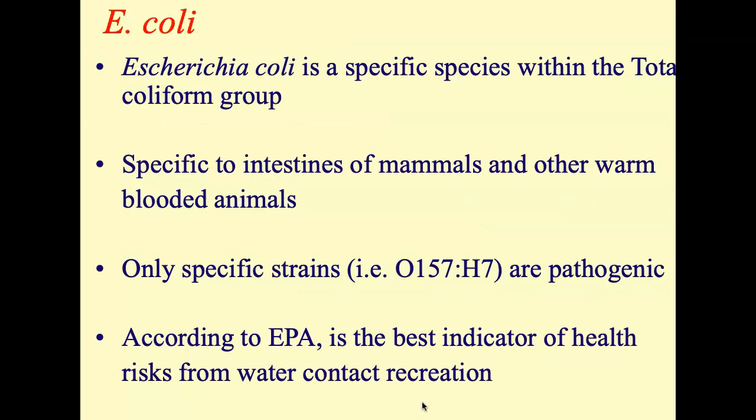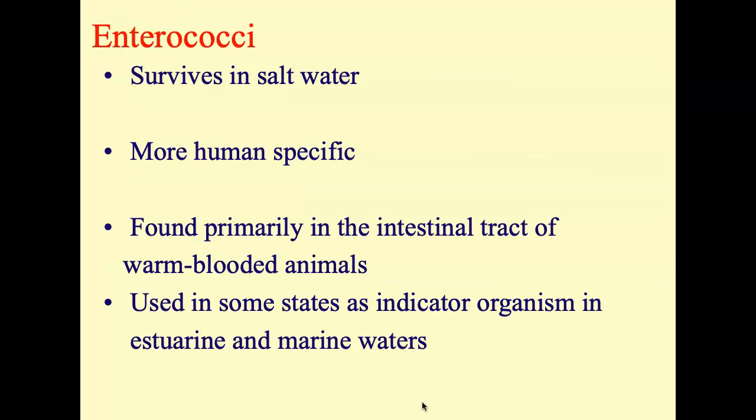E. coli. E. coli is a specific species within the total coliform group. They are specific to the intestines of mammals and other warm-blooded animals. It must be noted that E. coli ordinarily is not pathogenic, but there are specific strains, that is E. coli O157. These are pathogenic, but in spite of this, they are still the indicator of choice when you are looking at water pollution studies.